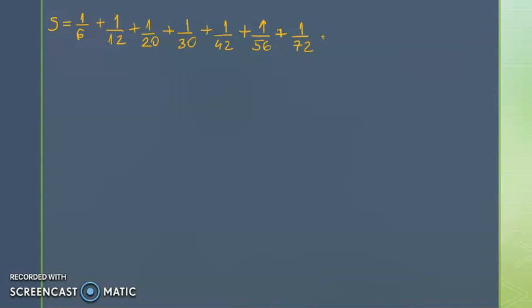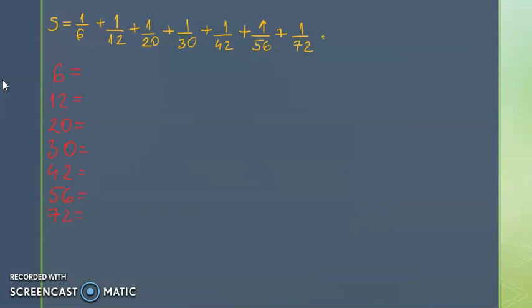Okay, let's try to find a hint. Let's try to find a way to make this question more simple. Let's follow the given numbers. We have 6, we have 12, we have 20, we have 30, we have 42, we have 56, and at the end 72. What can we see common for these numbers?